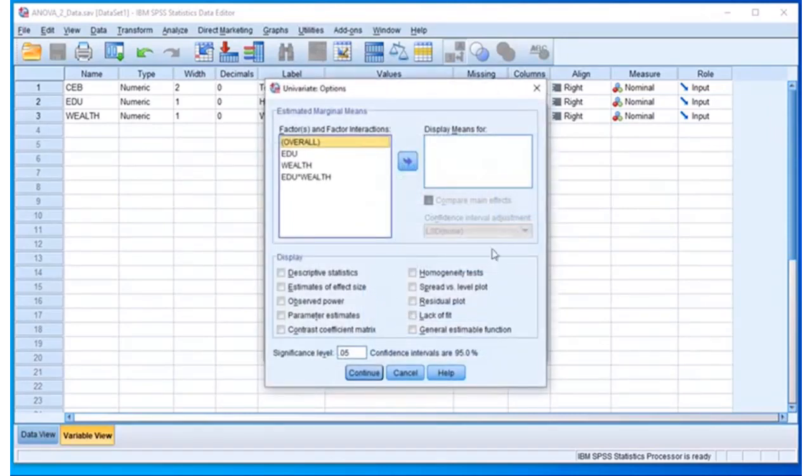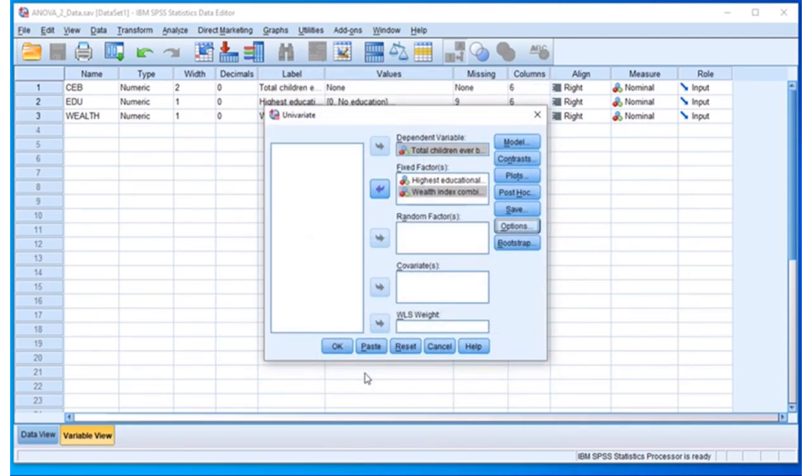Afterwards, options. You can have options: descriptive statistics, estimates of effect size, homogeneity test. But estimates of effect size is not that much required, because if the sample size is very large, it is taken into consideration. Then for the significance level, keep it as it is, 5% level, and then say OK. If you want to have the syntax, then you can make paste, otherwise you can make continue.